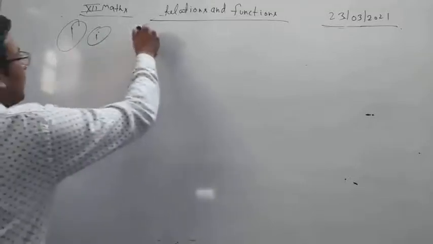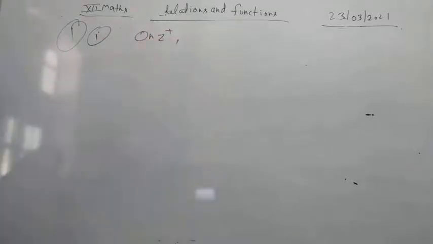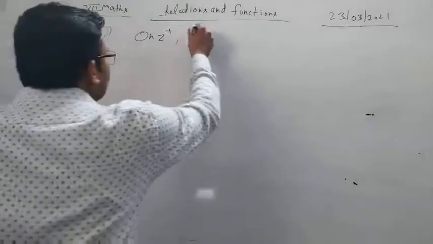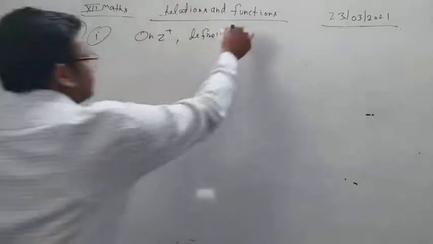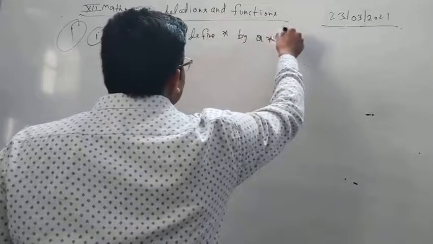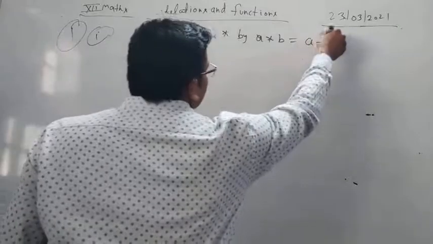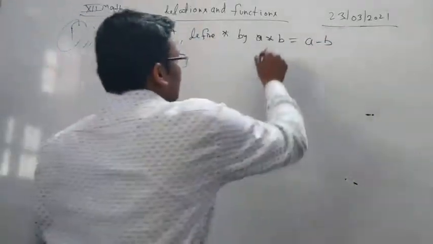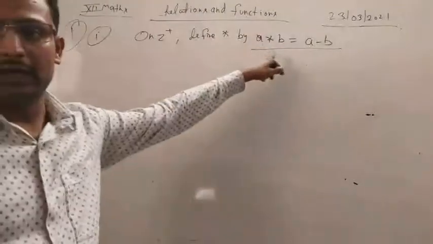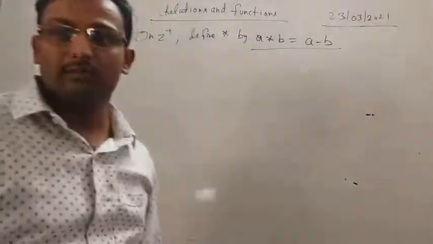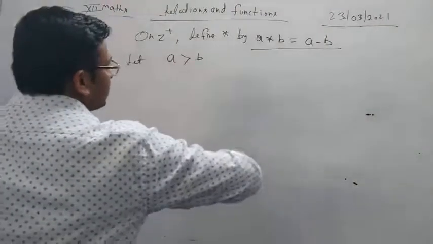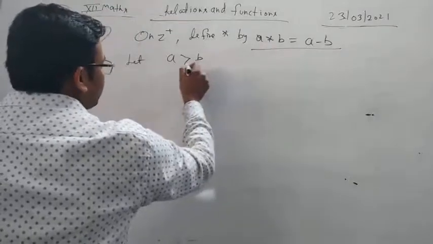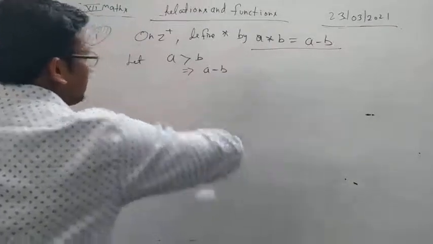So first is, on Z plus, define star by A star B is equal to A minus B. Okay students, so our binary operation is defined by A star B is equal to A minus B. Now we have to check whether this is a binary operation or not. First, let's select if A is greater than B. So if A is greater than B, we are getting A minus B.